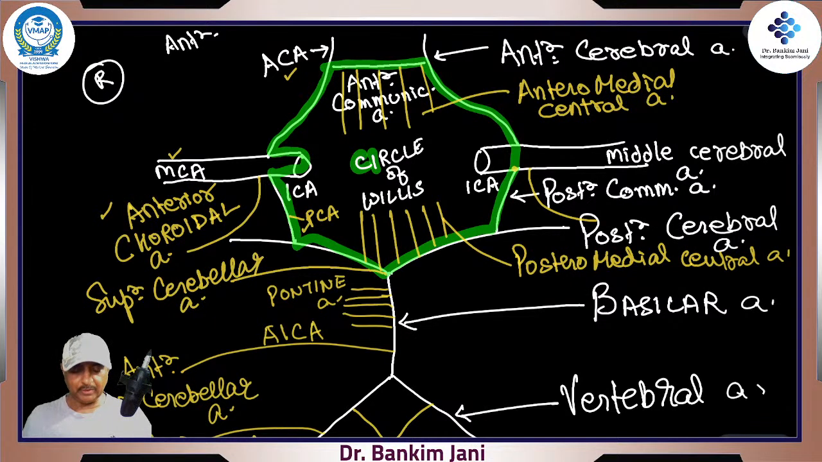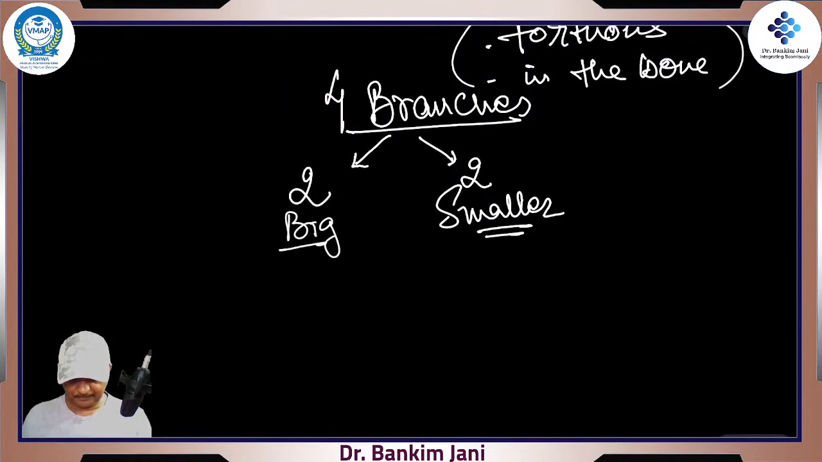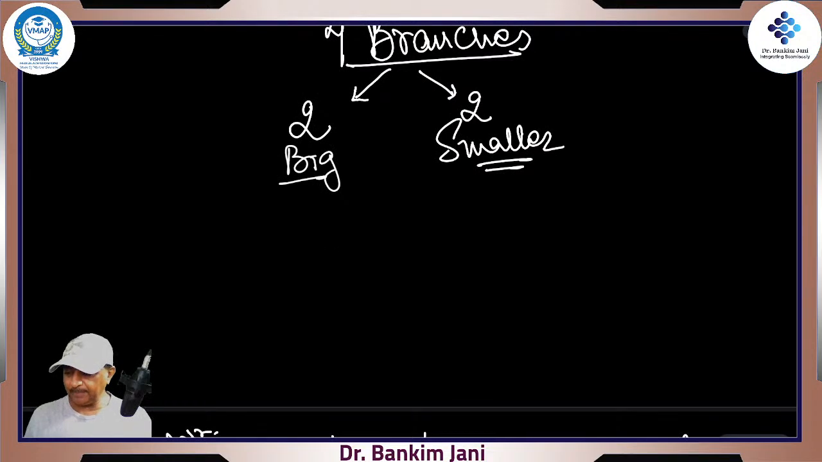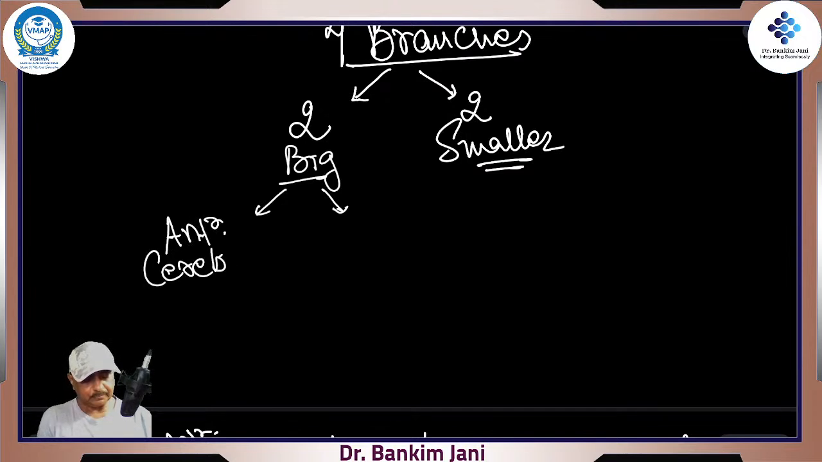Now we'll be going into the detail. I'll keep on saving it. Now we'll be going into the detail of these arteries at an individual level. Sorry. So over here, see, it is so easy, right? We have got the anterior cerebral artery and the middle cerebral artery.